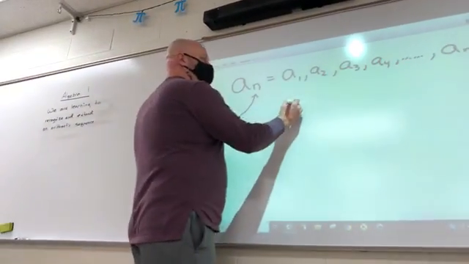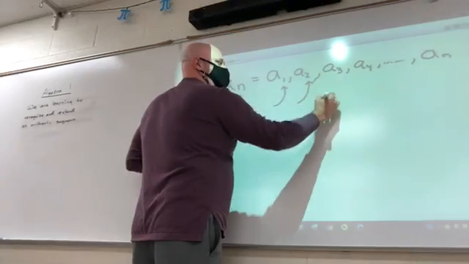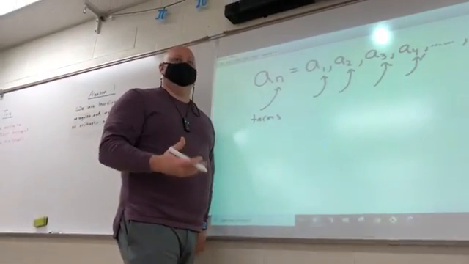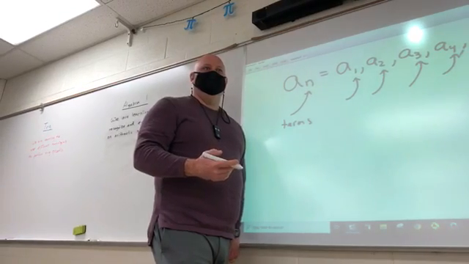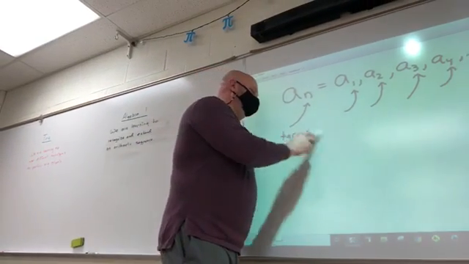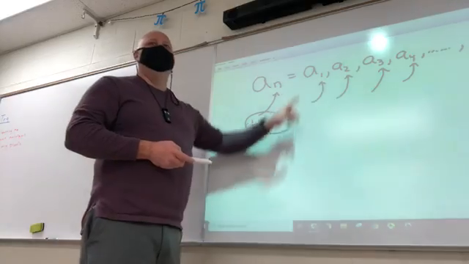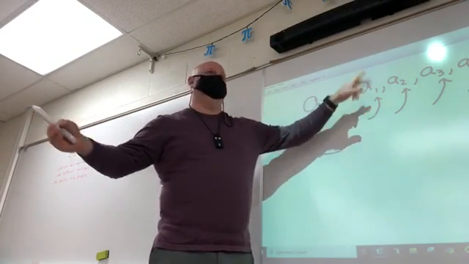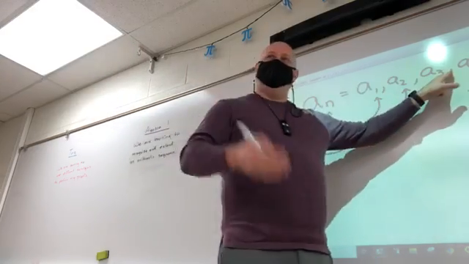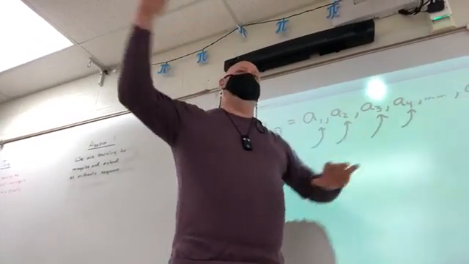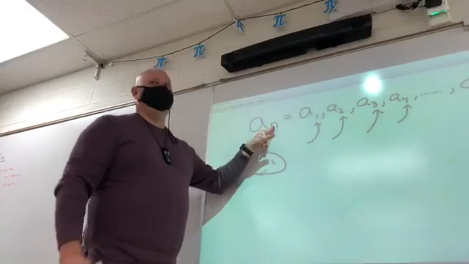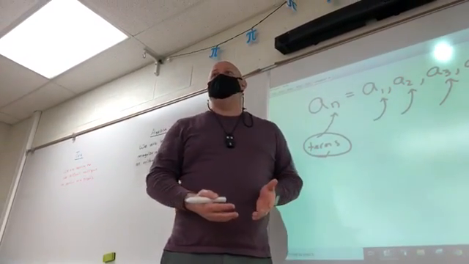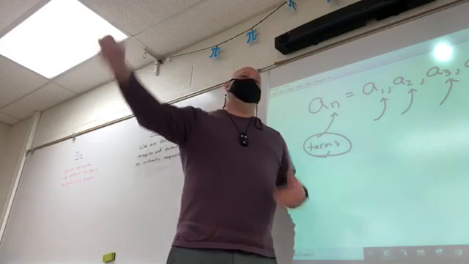What do you think all of these numbers, the 1, the 2, the 3, the 4, stand for? That is, what term is it? A sub 1 would be the first term in the sequence. A sub 2 would be the second term. A sub 3 would be the third, and fourth, and so on and so on. N would just be the last term. However many terms there are in this sequence, that's the last one.